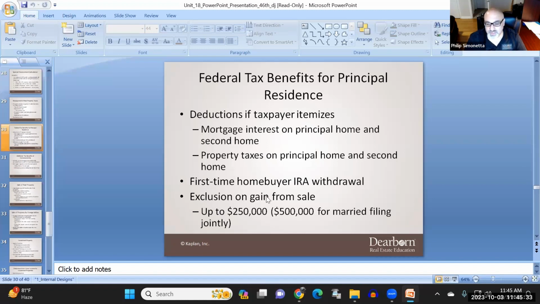There's an exclusion on gain from sale. Okay, so if you sell the property you live in, if you're single, you can make $250,000 without capital gains, and if you're married, you can make $500,000 without capital gains. If it's an investment property, you've got to pay capital gains on $1, right? So when you live in it, it's $250,000 single, $500,000 married, that you don't pay any capital gains on. Okay.